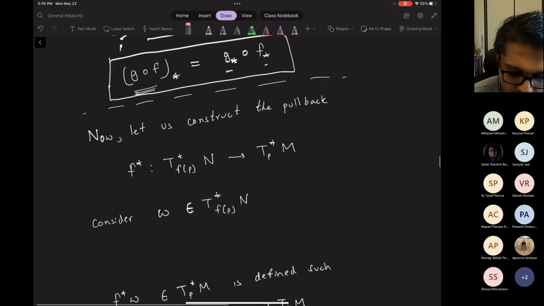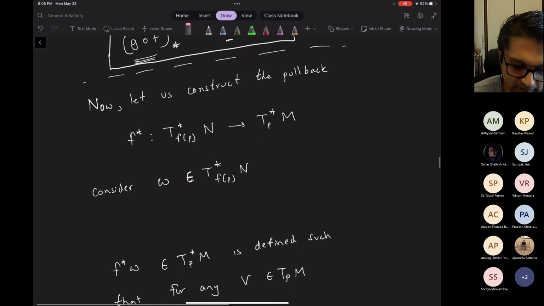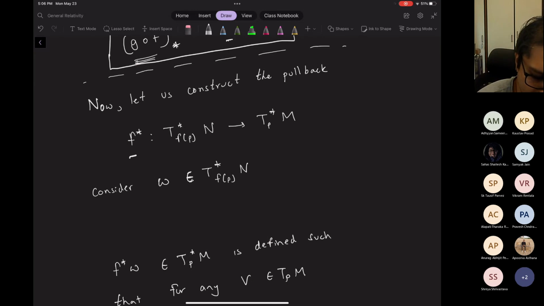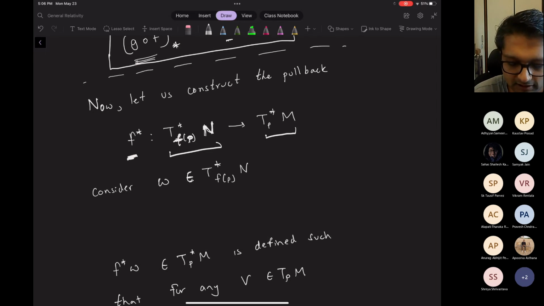Now we'll construct the pullback map. We saw that vectors can be pushed forward, but now we'll see that dual vectors can only be pulled back. They can't be pushed forward. F star is defined as a map from the dual vector space at F of P in N to the dual vector space at P in M.